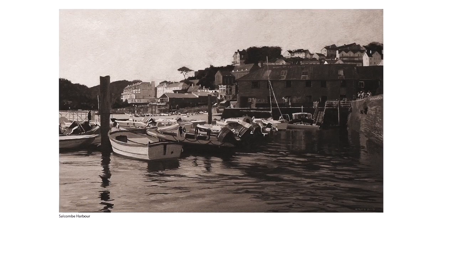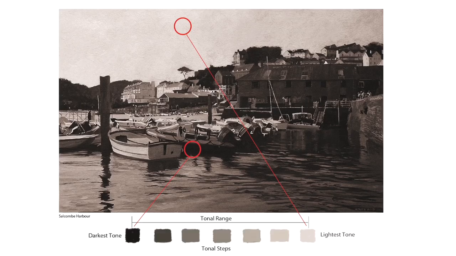In this painting of Salcombe Harbour, I've used a limited tonal range. That's to say that the darkest tone is almost black, but the lightest tone is a shade of grey and not white. And the painting has been built up using 7 tonal values. Within the painting, we can detect high contrast, medium contrast, and low contrast. And there's an underlying gradation in the harbour water in the foreground.